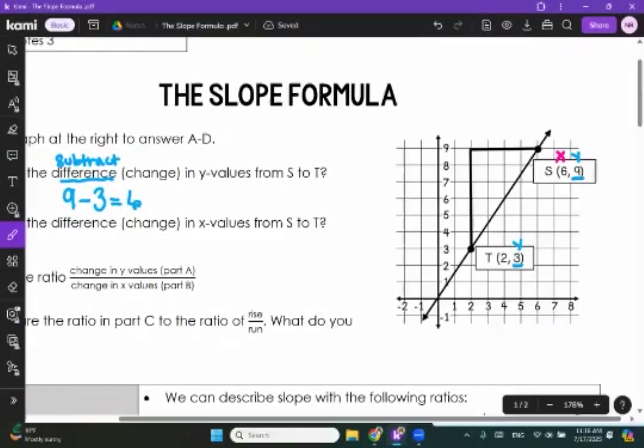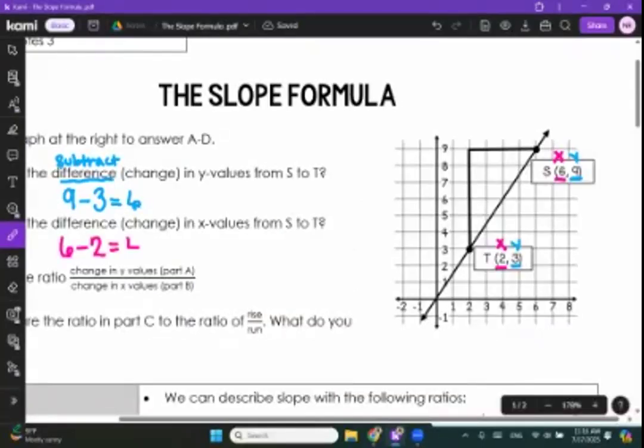Part B, what is the difference or the change in the X values from S to T? Well, the X value for S is 6. The X value for T is 2. So 6 minus 2 is 4.